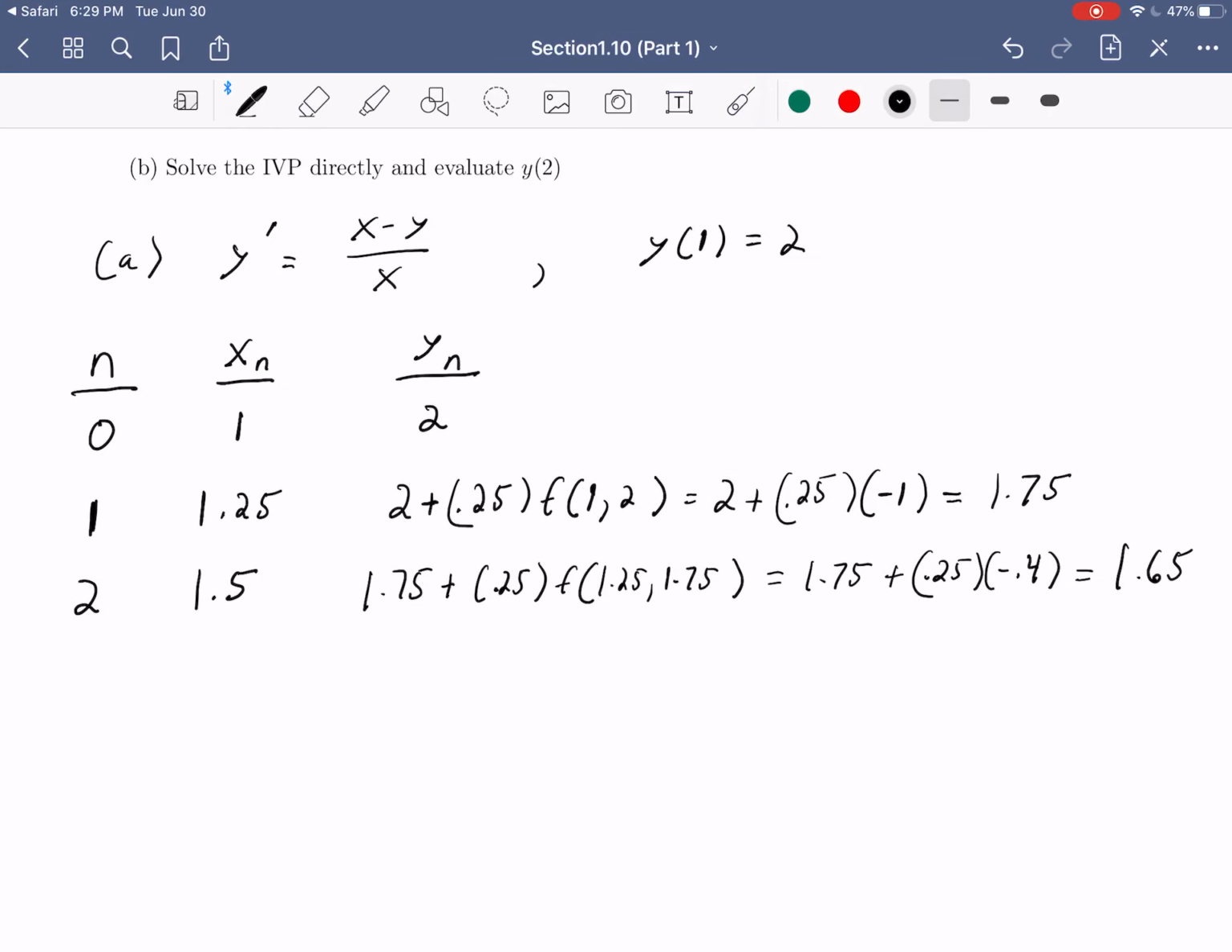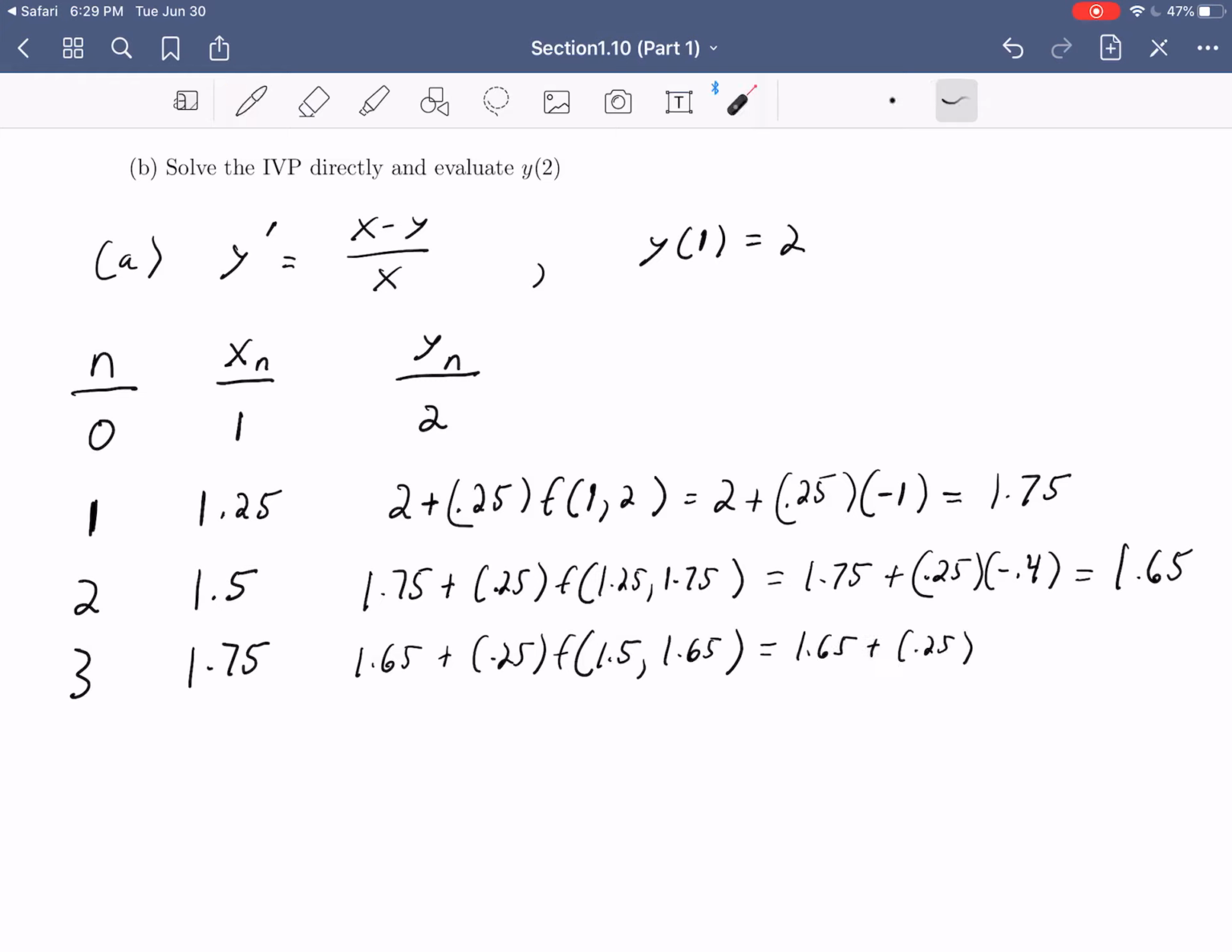Okay, we'll take another step forward. Remember, we want to get our approximation for y of 2. So now we take our previous y value, 1.65, plus 0.25 times f evaluated at our previous x, which is 1.5, and our previous y, which is 1.65. So it's going to be 1.65 plus 0.25 times, and we've got to plug these in there, so we get 1.5 minus 1.65, and then divided by 1.5. And looks like we should get negative 0.1.